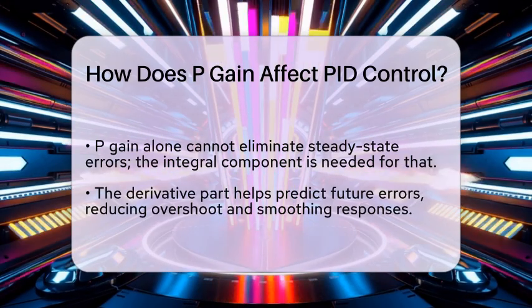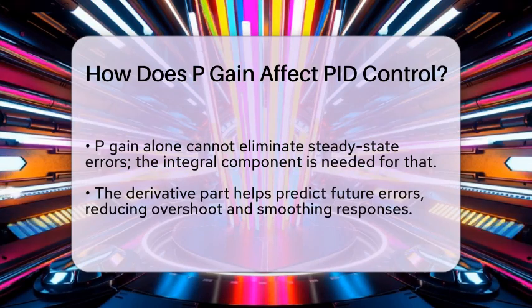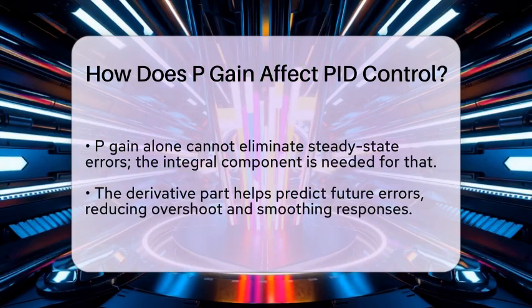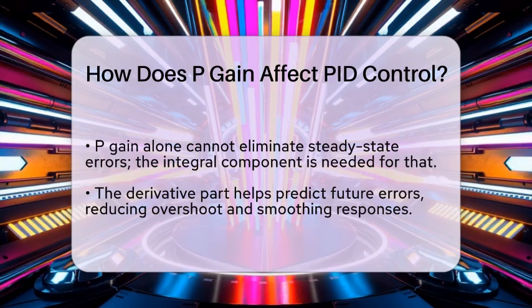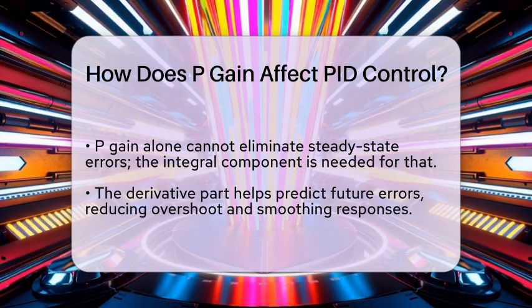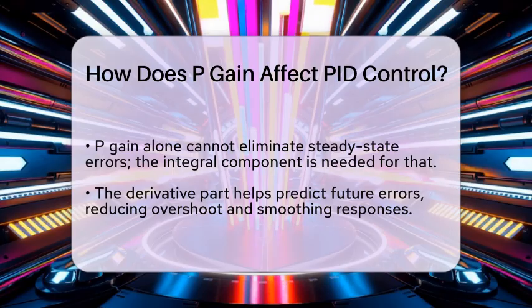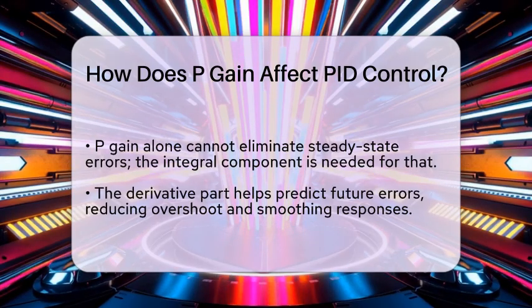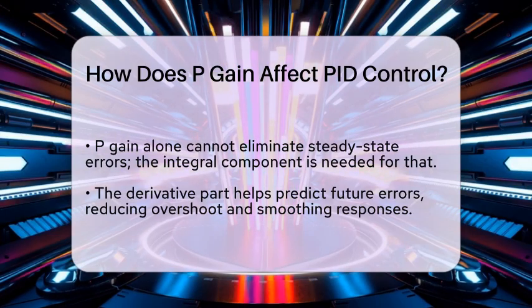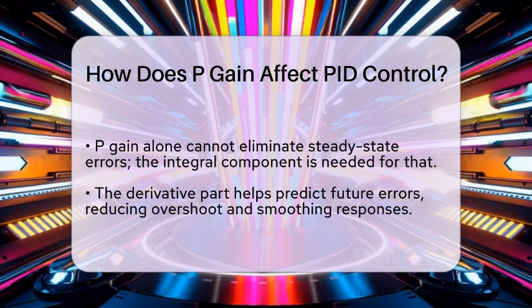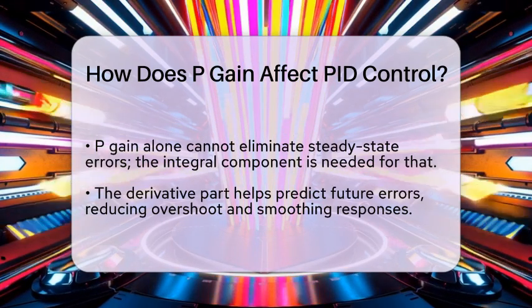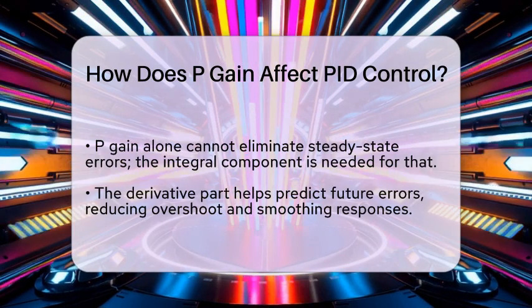Remember, the proportional gain alone cannot fix steady-state errors, which are small persistent differences that stay after the system settles. To eliminate those, you need the integral part of the controller, which sums up past errors over time. The derivative part then helps predict future errors, smoothing out the response and preventing overshoot.